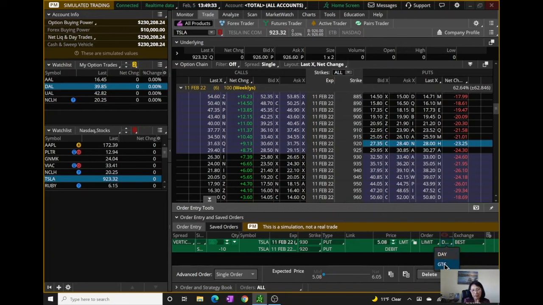And also, if you just set it up at good till cancel, it'll stay there until you do something about it. But when you put them on day, if your orders don't go through, that means it will expire when your market closes. So then you have to start all over again. You have to set up a trade all over again. So I always like to put it on good till cancel.